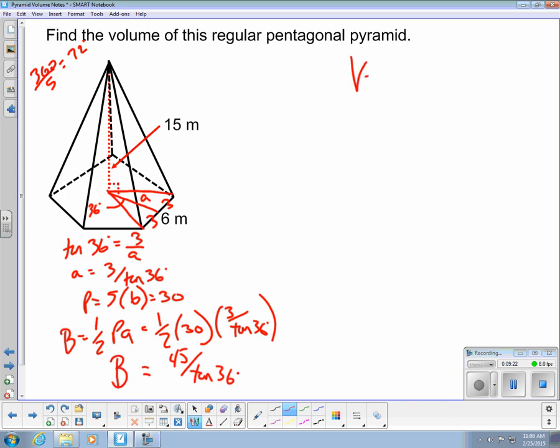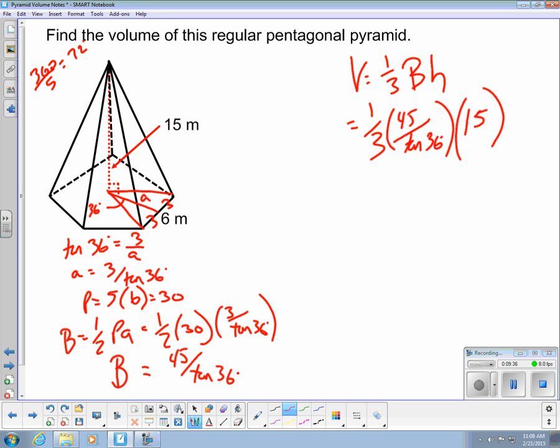Remember that volume is equal to 1/3 big BH. So 1/3 big B is 45 divided by the tangent of 36 degrees times my height, which I go back and look at the figure, was 15. Now, before we start putting this in a calculator, I can do a little simplification. I can take the 3 and the 15 out and get a 5.